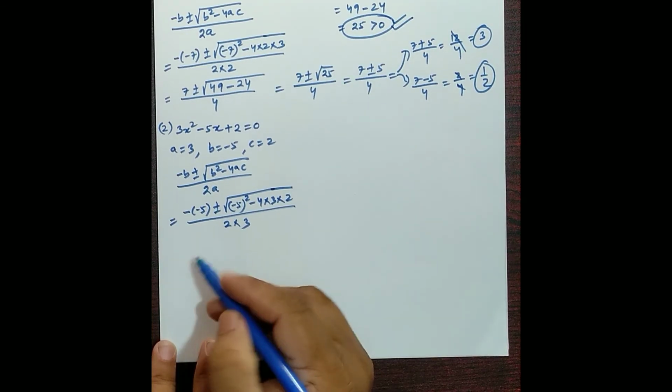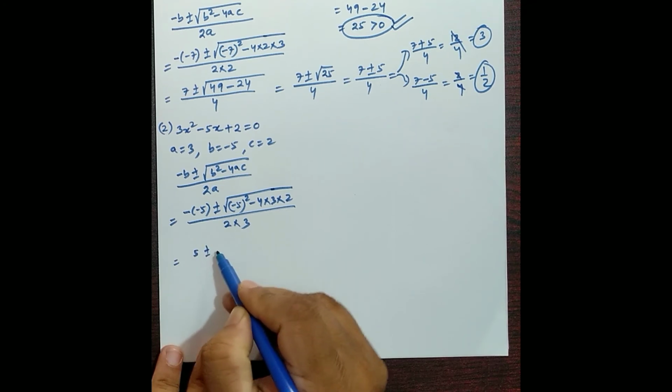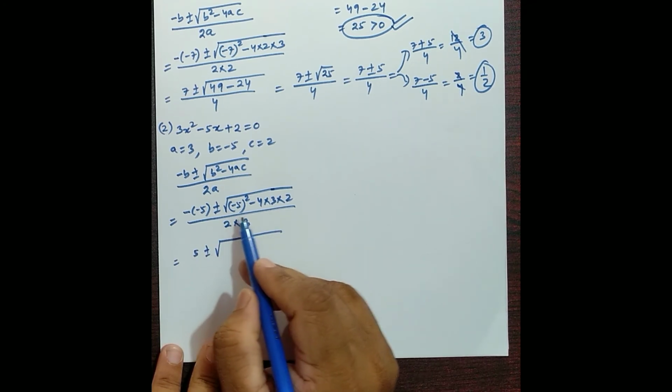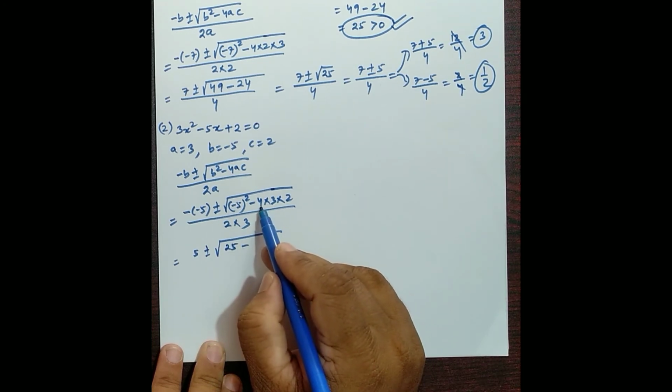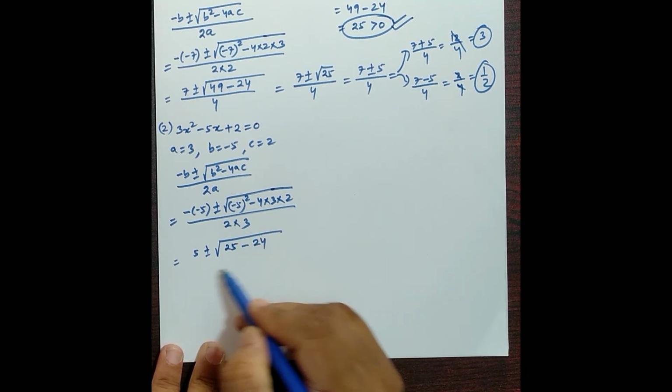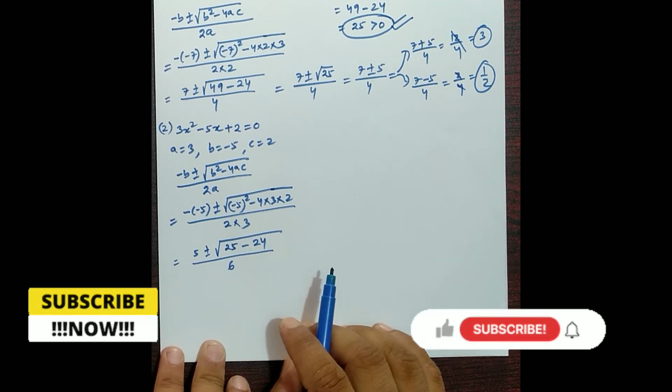Now see. After that, what you have to do? Minus of -5 is what? +5. So this one is plus. Look here. Under root of -5 square, how much is it? 25 minus 4 into 3 into 2, this one is what? 24. 2 into 3, how much? 6. Very good.